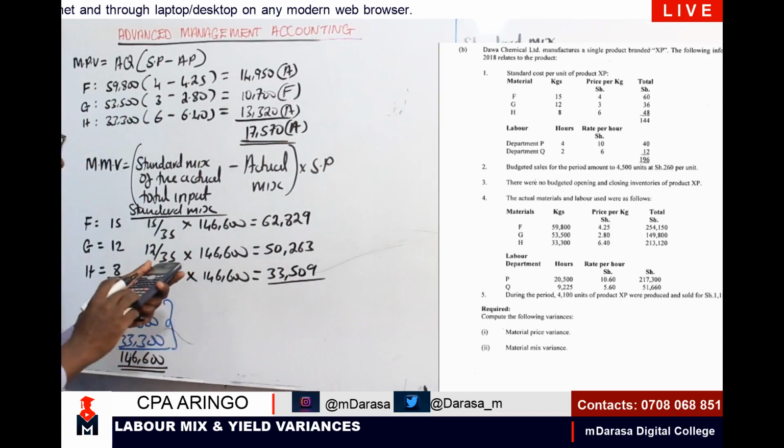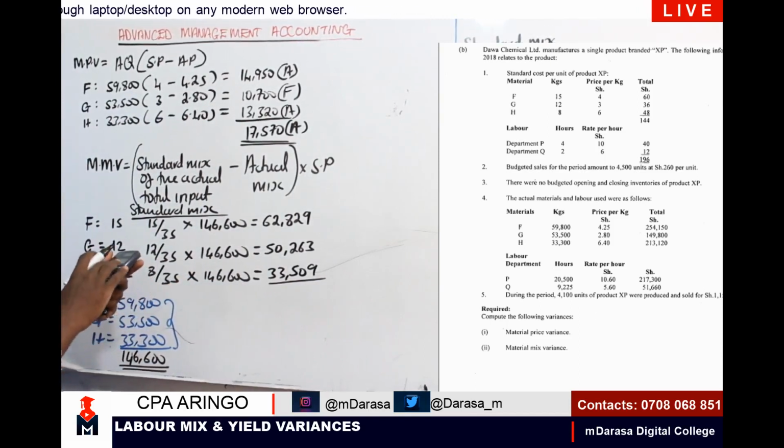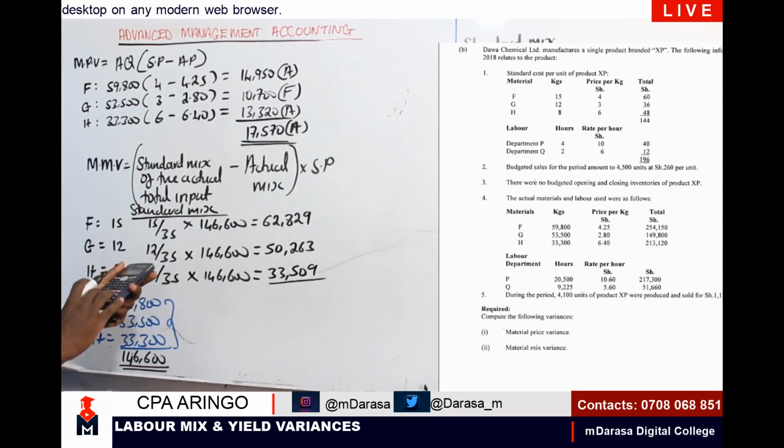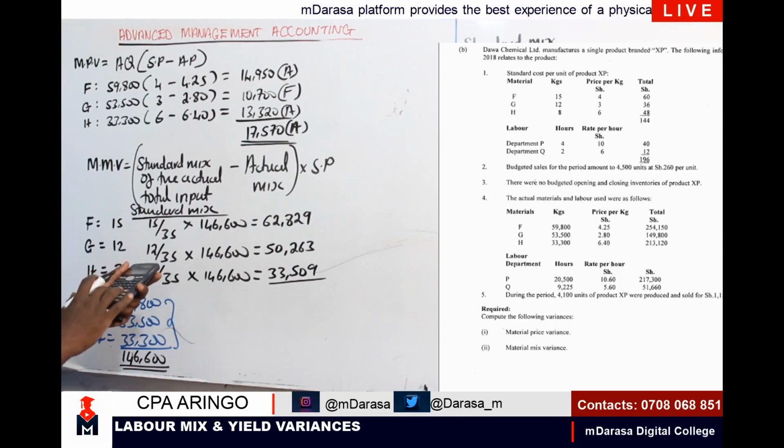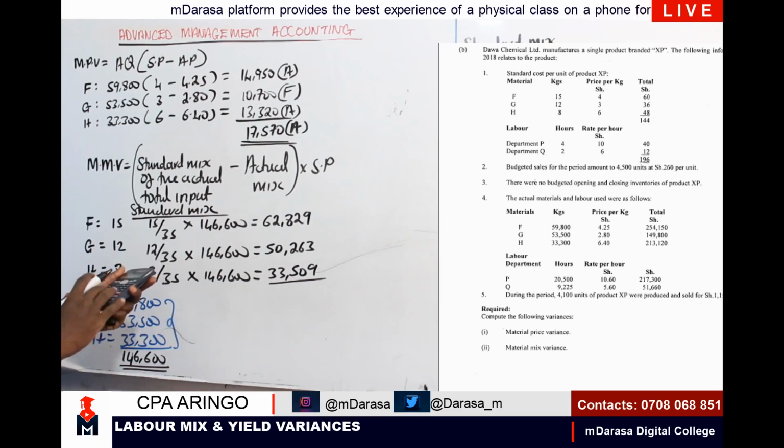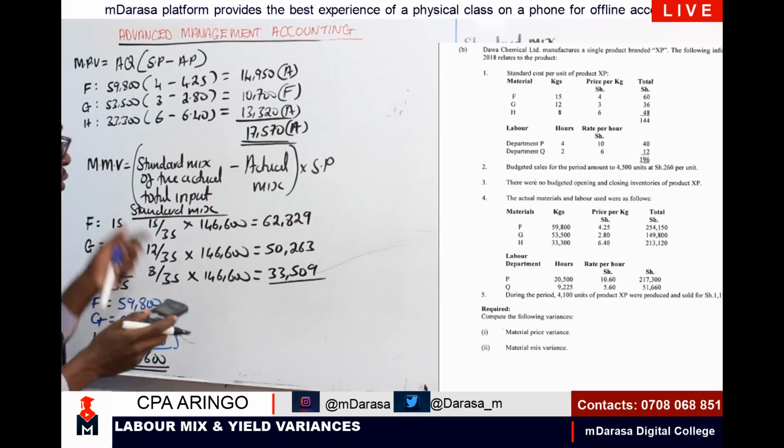Okay, so the total of course should give us a figure of how much? We're having 8 of 35 times 146,600, which gives 33,509. 12 of 35 times 146,600 gives us 50,263. And lastly, 15 of 35 times 146,600, which gives you a figure of 62,829, right?